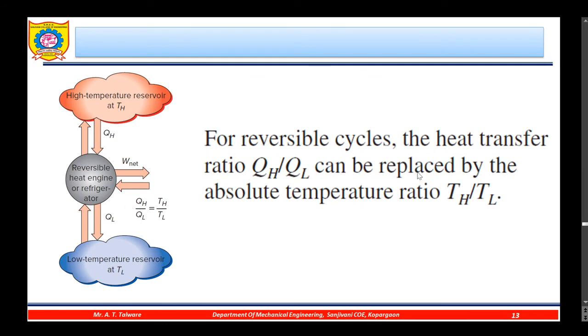For reversible cycles, the heat transfer ratio QH by QL can be replaced by the absolute temperature ratio TH by TL. If you consider the reversible heat engine, it takes QH amount of heat, rejects QL and produces W net. If it acts as a reverse engine, that is a refrigerator, it takes W net, takes QL from the lower temperature, and QH amount of heat is transferred to the high temperature reservoir. So we may write QH by QL is equal to TH by TL. This is only applicable for reversible heat engines or reversible refrigerators.